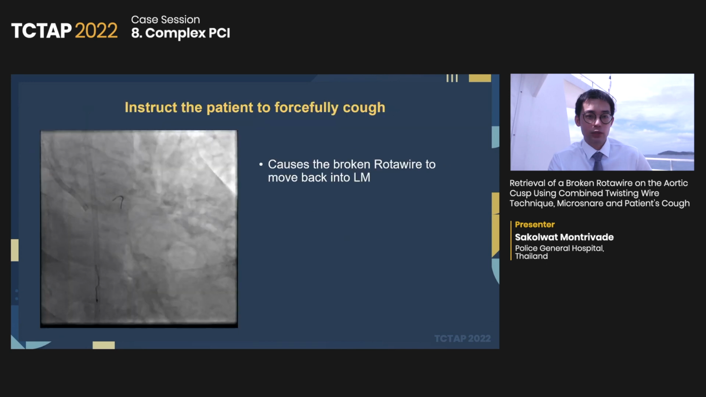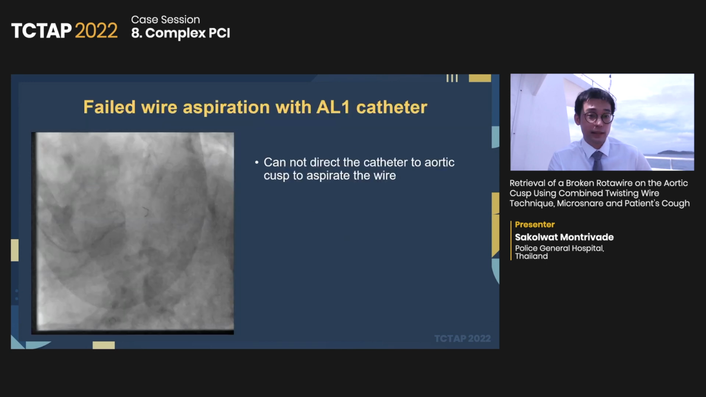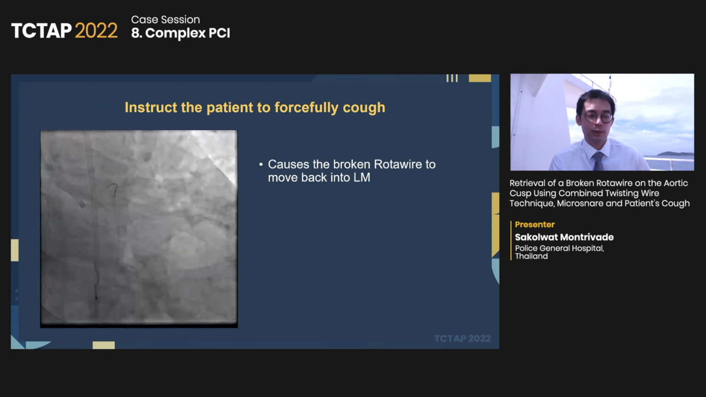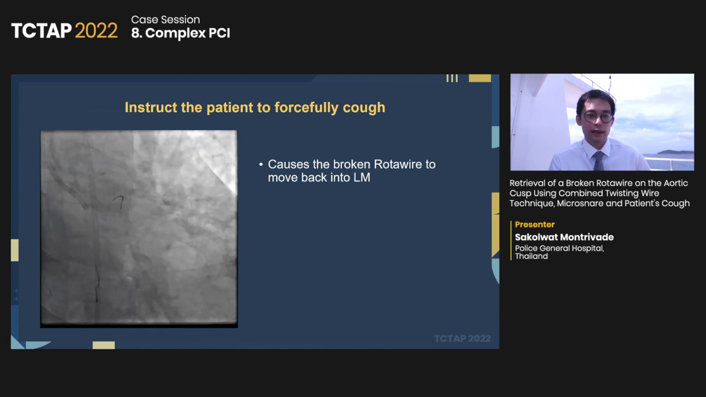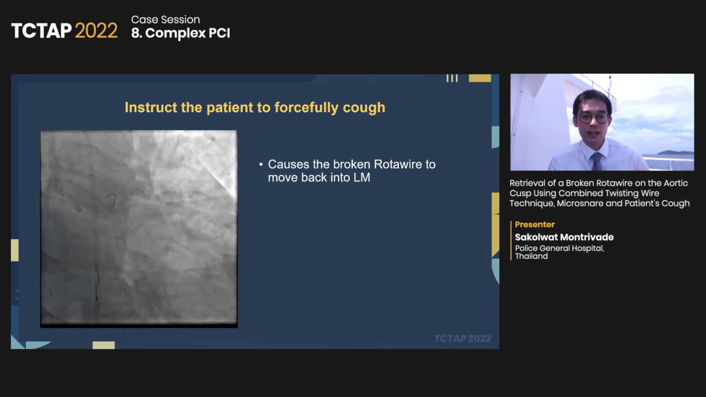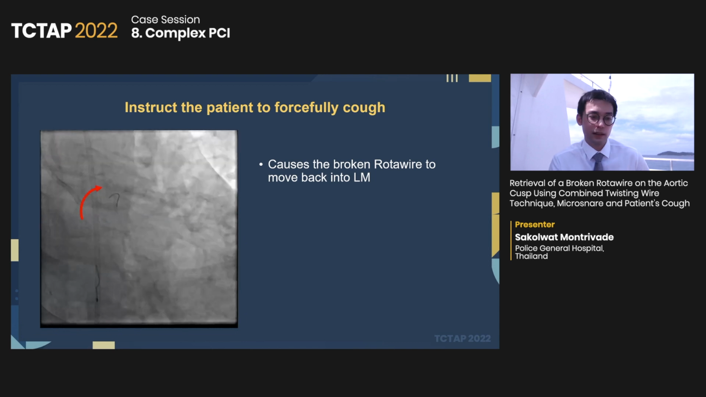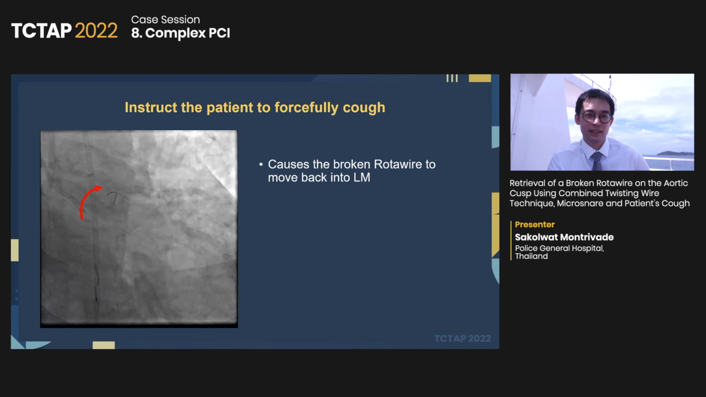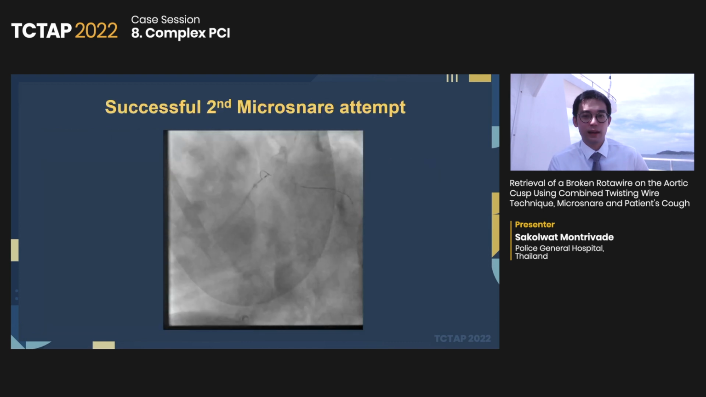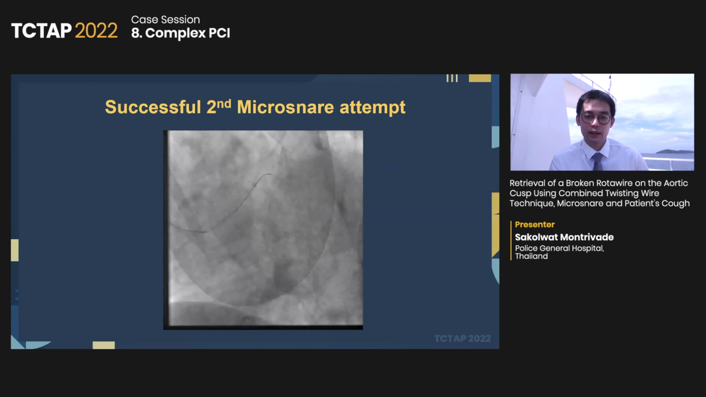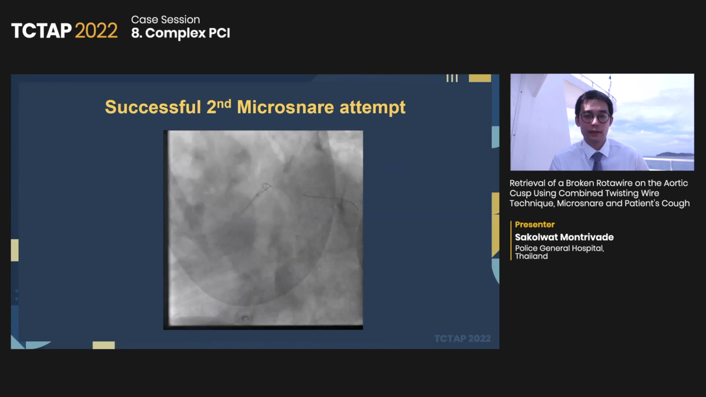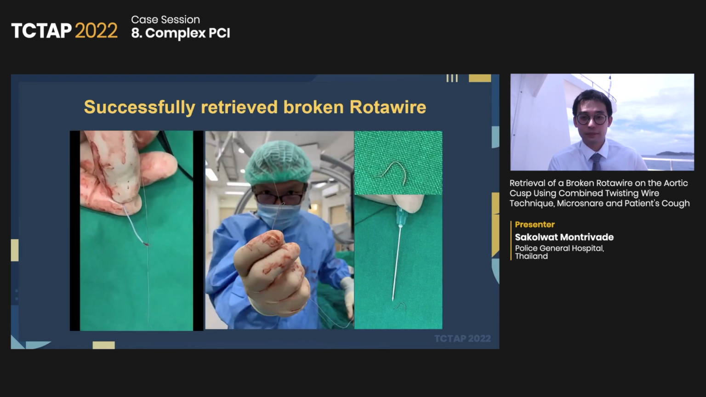So I failed to insert the AL1 catheter to retrieve and aspirate the wire, but luckily, as our last option, I instructed the patient to forcefully cough, and luckily this caused the broken rotor wire to bounce back into the left main. Lastly, I used the micro snare and successfully captured the broken rotor wire back into the guiding catheter and got it out of the patient like this.